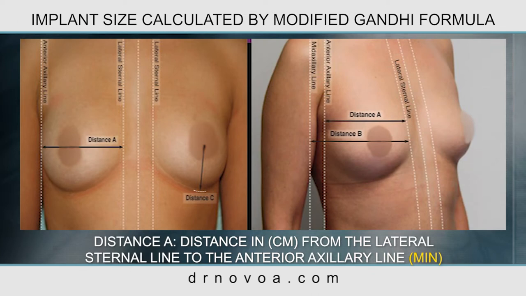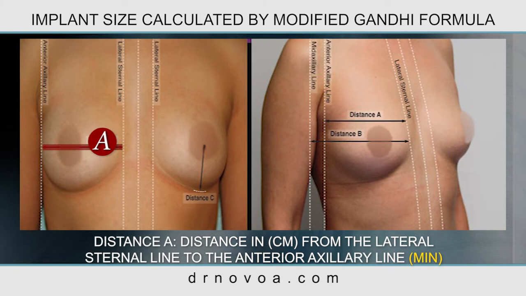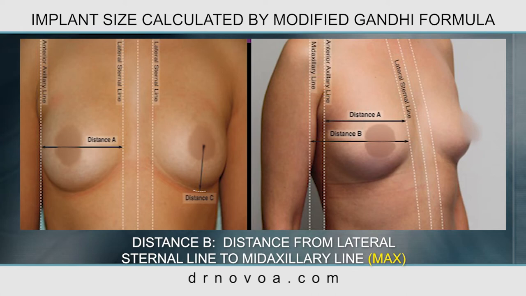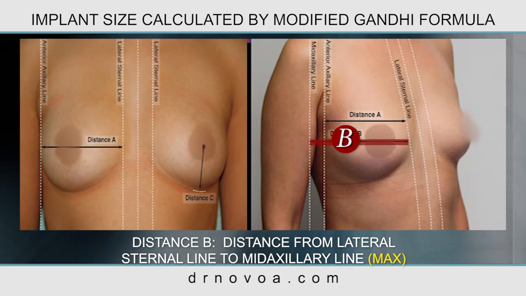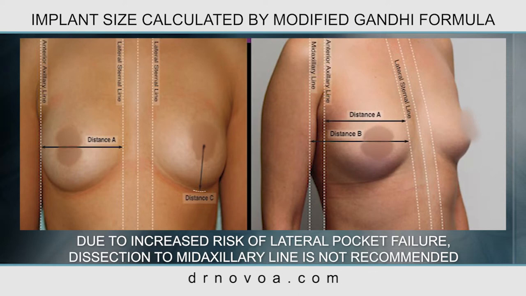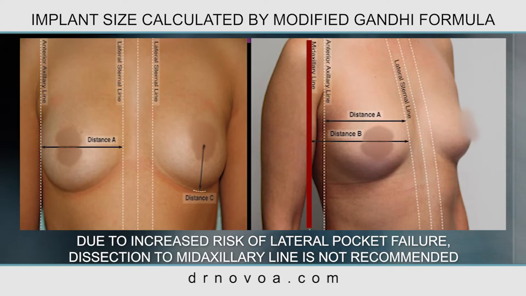The implant size is calculated by measuring the distance from the lateral sternal line to the anterior axillary line and is described as distance A. The maximum implant size is calculated by measuring the distance from the lateral sternal line to the mid-axillary line and is described as distance B. Due to the potential risk of pocket failure over time, dissection to the mid-axillary line is not recommended.